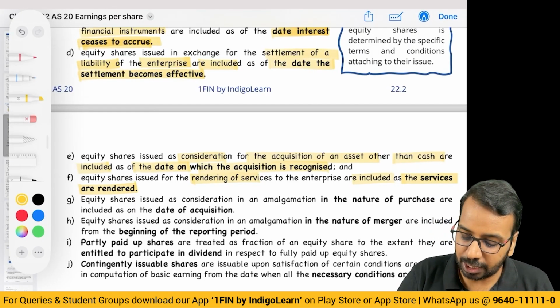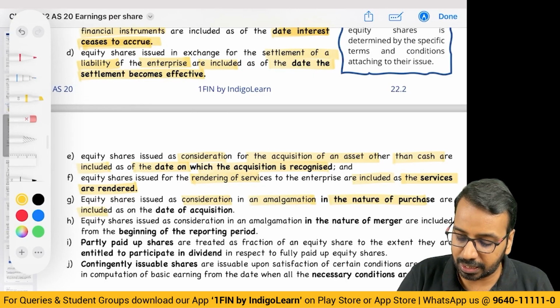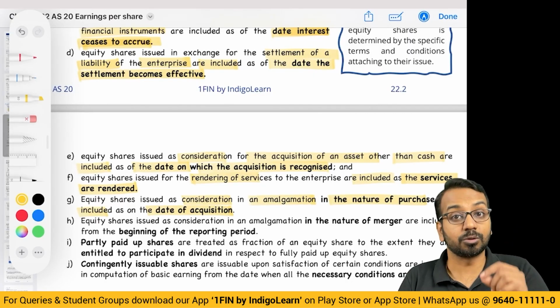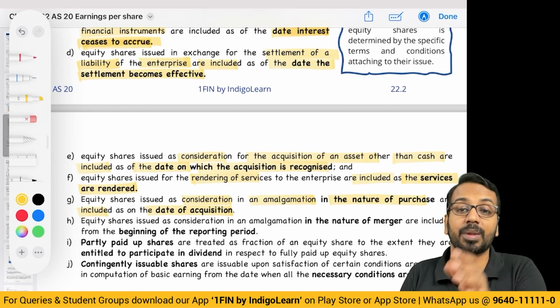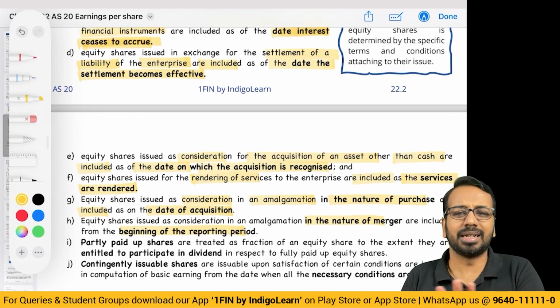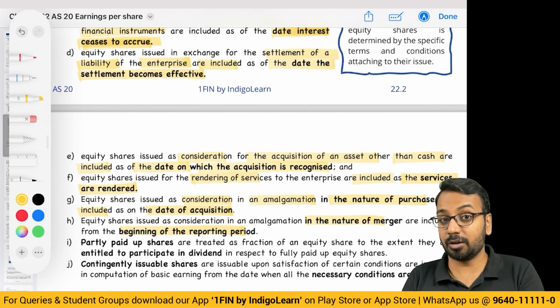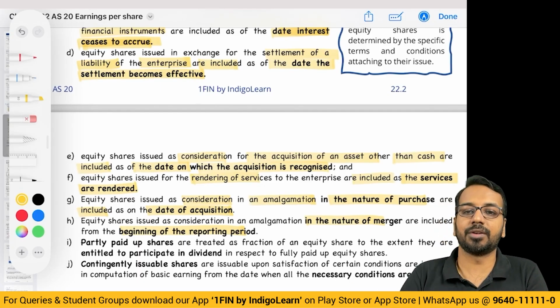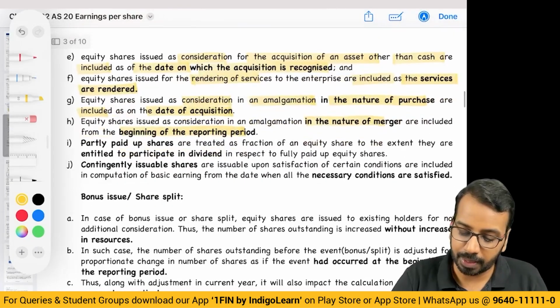Then equity shares issued as consideration in an amalgamation in the nature of purchase are included as of the date of acquisition. So on the date I have made the acquisition, from that date I will consider. Equity shares in the nature of merger are included from the beginning of the reporting period. Generally not tested, but if it is in the nature of merger, you will assume in the pooling of interest method right from the beginning.